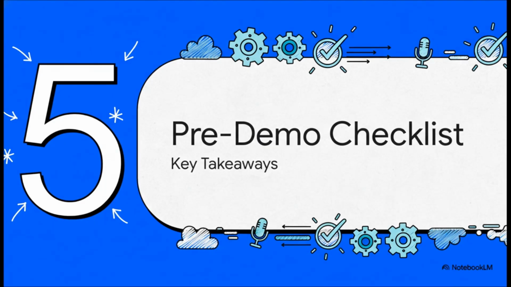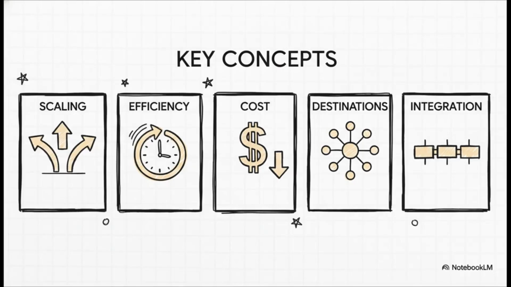All right, we have covered a ton of ground. Before I hand things over to Rajan for the hands-on demo, let's just boil all of this down into a final checklist you can take into your interview. This is it, your 5-point cheat sheet. If you can speak confidently about these 5 areas, you are going to be in fantastic shape. Know your scaling strategy, your efficiency tactics, the cost levers, your destination choices, and the whole integration and automation story.